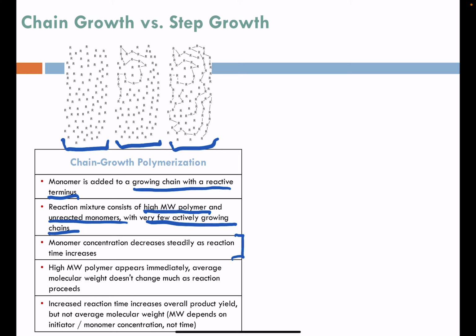Increased reaction time will increase the overall product yield. So as we tether more monomer to the growing unidirectional polymer chain, that would contribute to product yield. And molecular weight may not necessarily drift from the average, given that we still account for monomer in the reaction mixture. Okay, so that is to say molecular weight depends on the initiator to monomer concentration, not necessarily time.